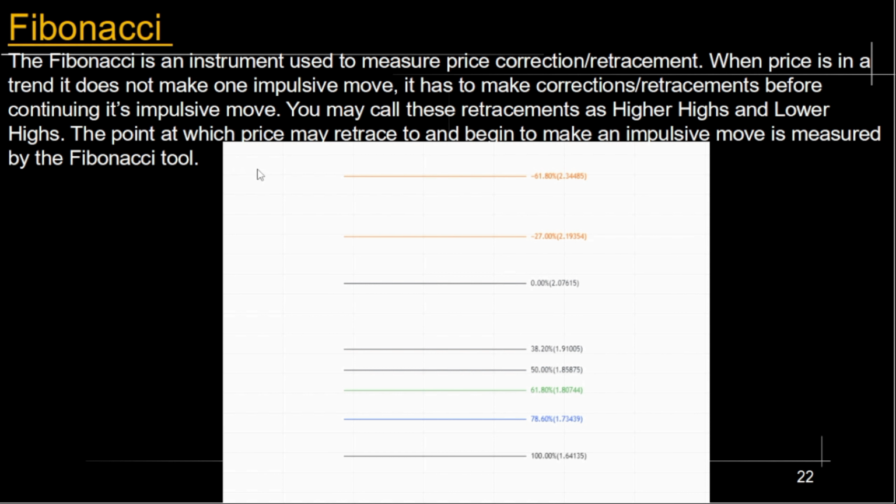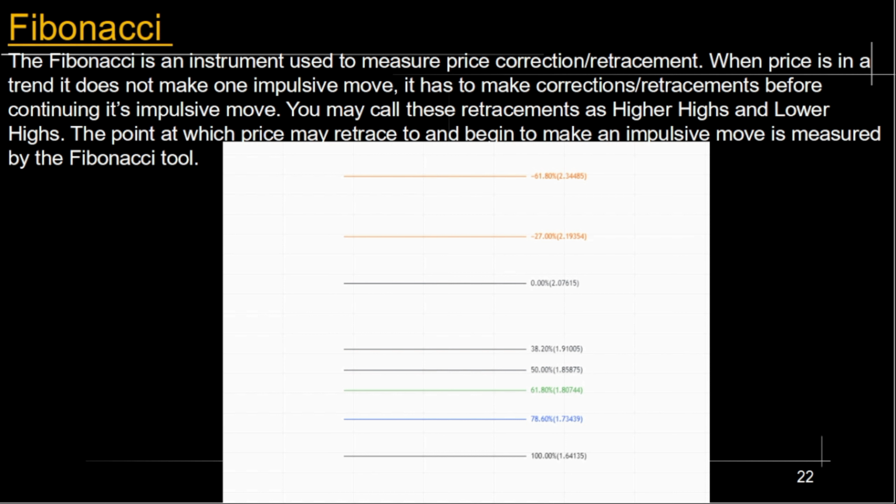Then we come to the last one, which is the Fibonacci tool. The Fibonacci is an instrument used to measure price correction or retracement. A retracement may also be considered as a price correction, because when price is in a trend, it does not make one impulsive move. It has to make corrections or retracements before continuing its impulsive move. You may call this retracement higher lows or lower highs. These are the corrections that I'm talking about.